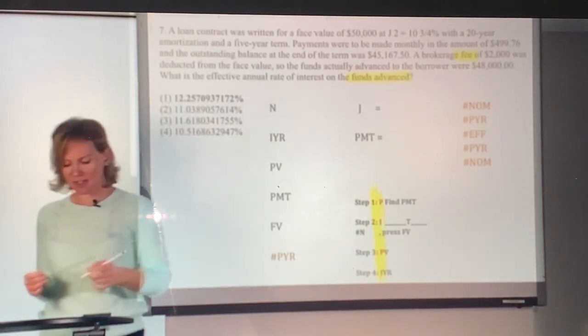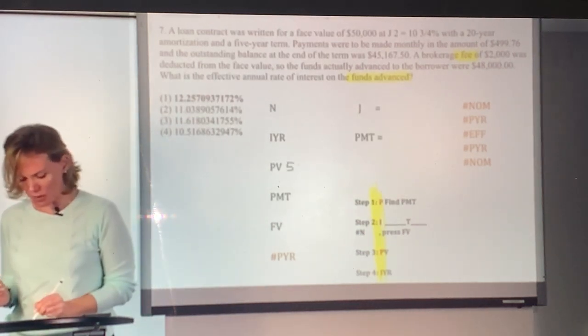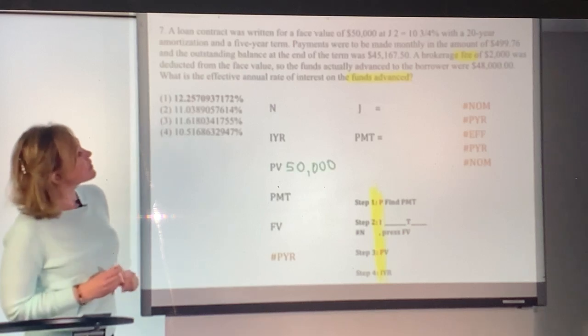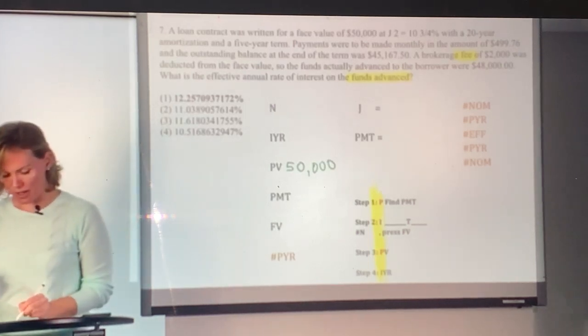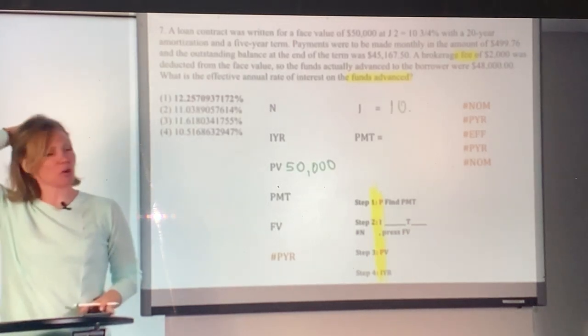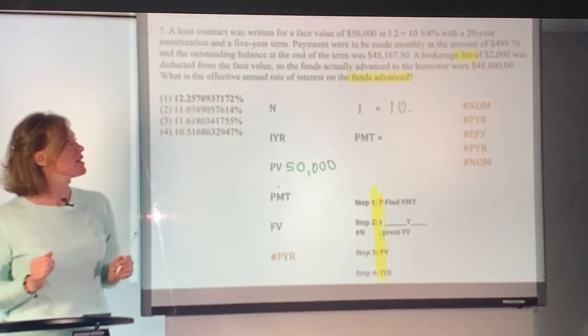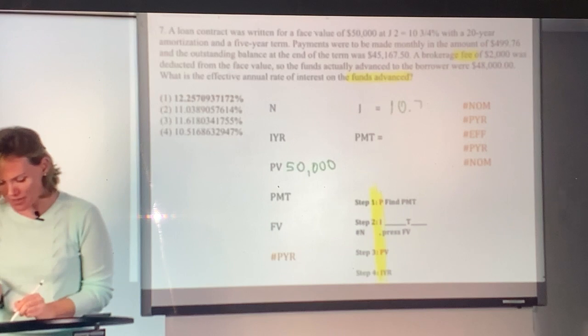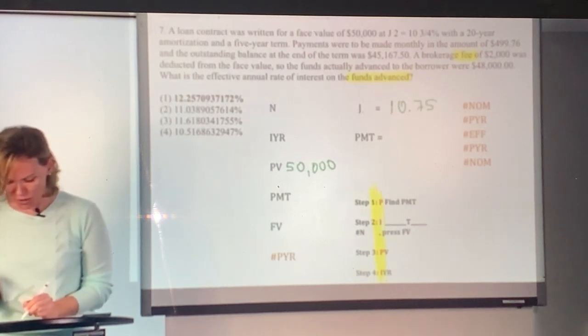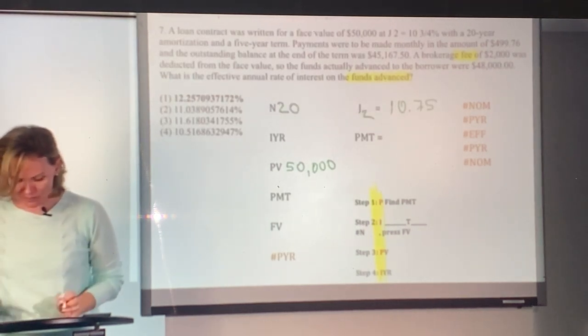So we have a face value of 50,000. That's going to be your present value. The bank says we'll give you 50,000 at 10.75. So how does that 3/4 work? You take 3 divided by 4. A lot of people ask the same question. So you take 3 divided by 4 plus 10, right? So it comes up as 10.75, compounded semi-annually, for 20 years amortization, 5 years term.